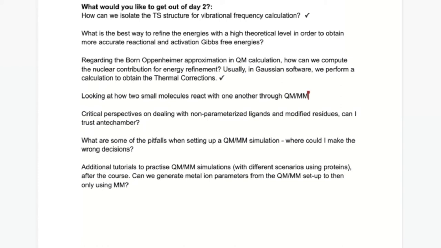Okay, so looking at how two small molecules react with one another through QM/MM. I did not quite get the question. What do you mean? If you mean reacting molecules, they should react with QM, because in MM you typically don't have any bond breaking. So I would suggest to clarify the question. Yes, you can look into small molecules reacting with one another using, for example, the same umbrella sampling technique. No problem.